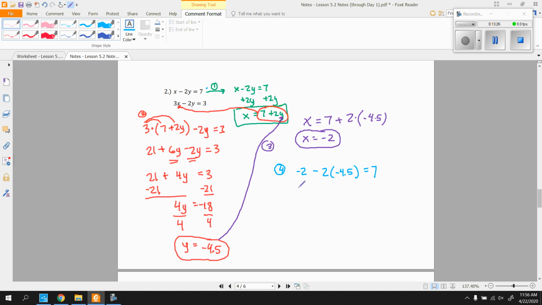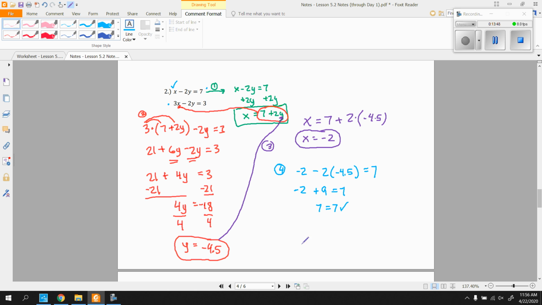This might be one where it's not going to hurt us to do it in 2 separate steps. So negative 2 times negative 4.5 is positive 9. So then negative 2 plus 9 is positive 7. So that one does check out, but make sure you're taking your time. At minimum, use your calculator to double check. So the first one checks out.